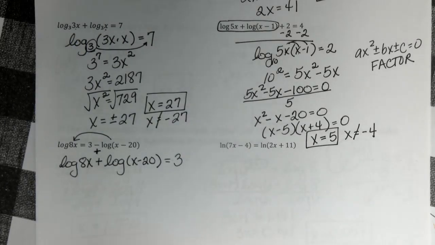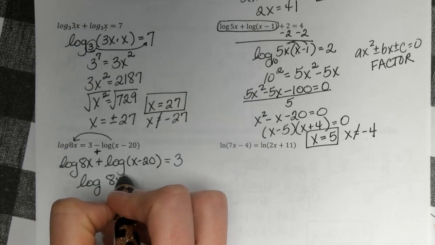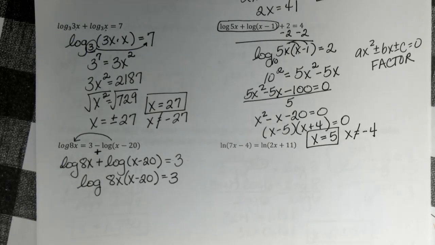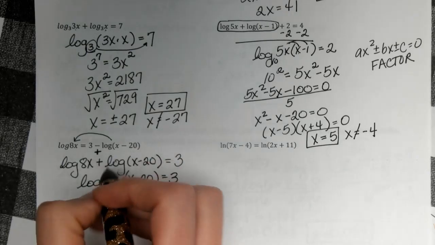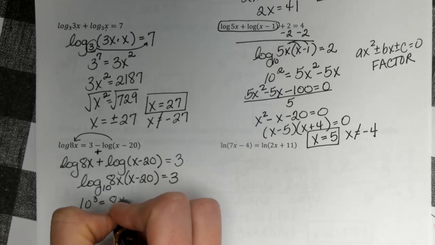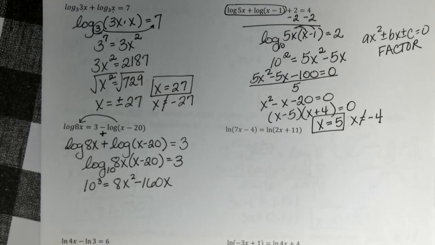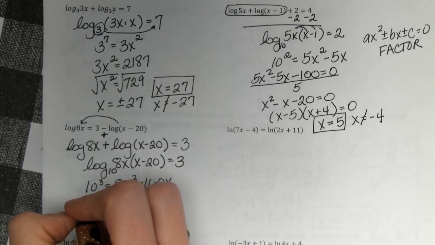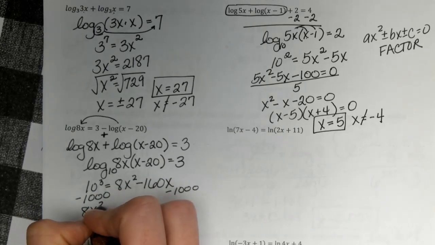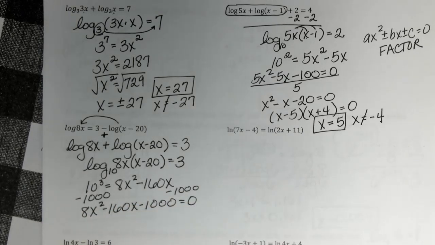So then condense it. Log of 8x times (x minus 20) equals 3. Then exponential form: I have an understood 10 for my base, so 10 cubed is equal to 8x squared minus 160x. 10 cubed is 1,000, so I would be subtracting 1,000. So I have 8x squared minus 160x minus 1,000 equals 0.